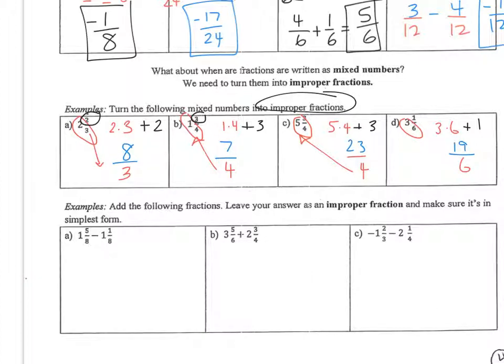So when you're adding the following fractions, leave your answer as an improper fraction and make sure it's in simplest form. Sometimes you want to change it to an improper fraction. But in this case, when the two leading numbers are the same, you just need to do 5/8 minus 1/8. So 5/8 minus 1/8 is 4/8, which reduces to 1/2.